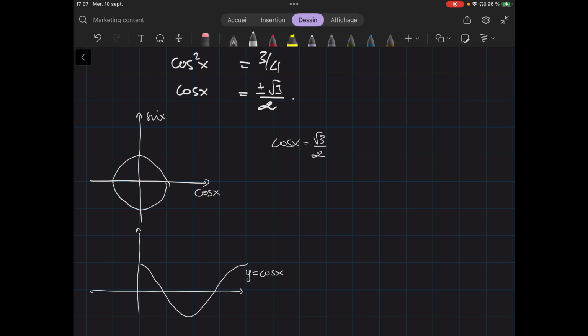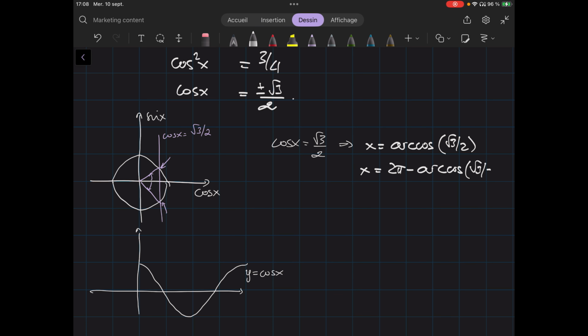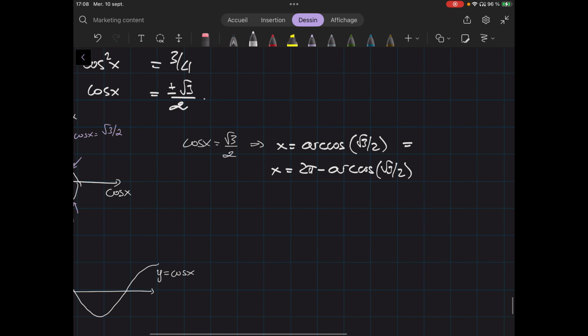Cos of x equal to root 3 by 2. This is true at the intersections of the line cos x equals root 3 by 2 with the unit circle. x is either equal to arc cos of root 3 by 2 or 2 pi minus arc cos of root 3 by 2. In other words, pi by 6 or 11 pi by 6.